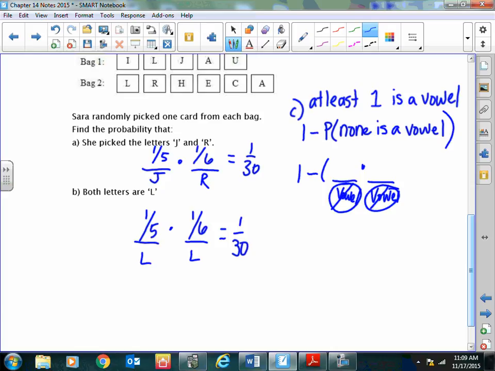So 1 minus at least 1 being a vowel would mean 1 minus the probability of none of them being a vowel. Okay, so what's that mean that I got? What's the probability of not being a vowel? Okay, 2 out of 5 here, and then how many in the next one? 4 out of 6. Okay? So I'm going to take away all the ways that the vowel could happen.